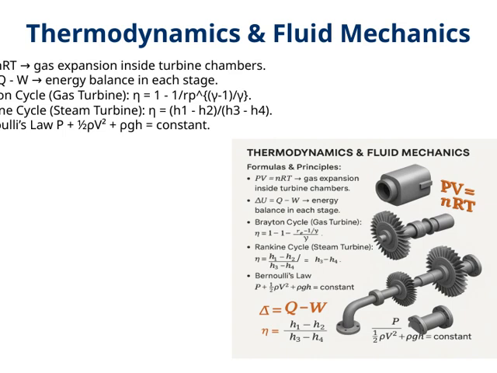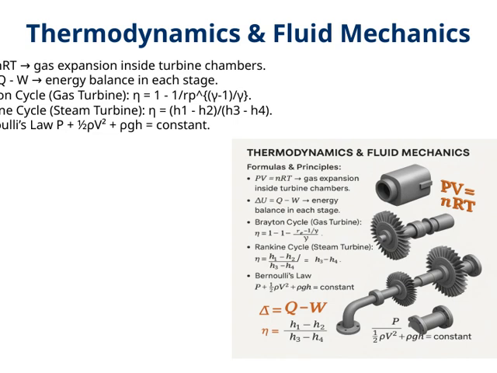First, we have PV equals nRT, which is a key equation for gases. It explains how gas expands inside turbine chambers. When pressure and volume change, temperature does too, affecting the work output.